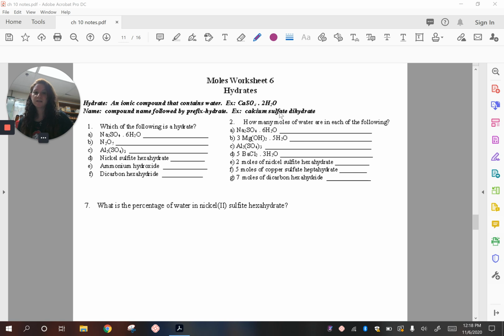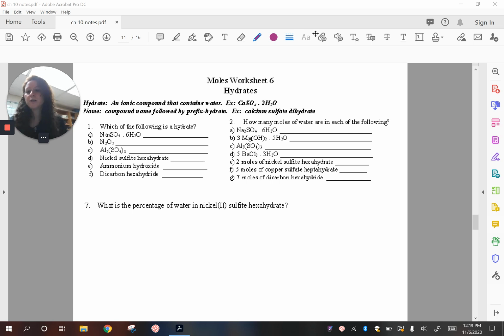So this would be called calcium sulfate dihydrate. When you write the formula, you write the formula of your ionic substance and then a dot, kind of like a multiplication sign, and then 2H2O, or however many H2Os there are. So let's look at number 1 here on worksheet 6. It says, which of the following is a hydrate?